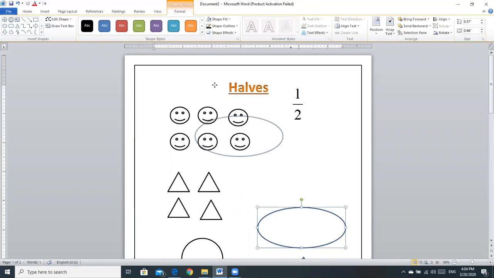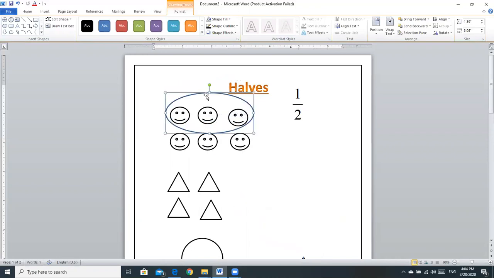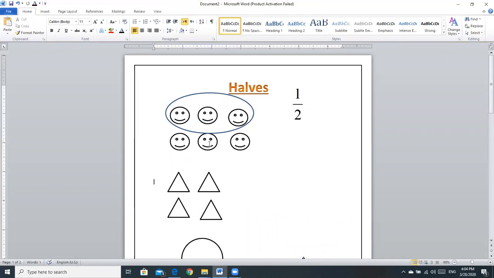So I'm going to circle 3. Okay. Now, I get the half of these smiley faces? Yes. When I get the half of these smiley faces, how many smiley faces are inside the circle? 3. How many outside? 3. They are the same size, the same shape, look like each other. They are the same in everything. So when I want to divide half of any shape, both shapes have to be the same size, look like each other, the same in everything.